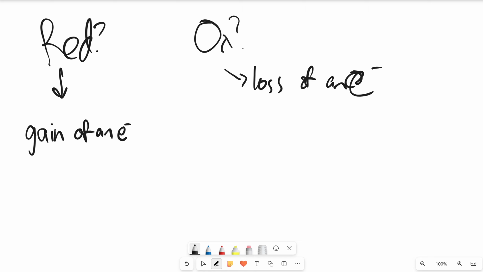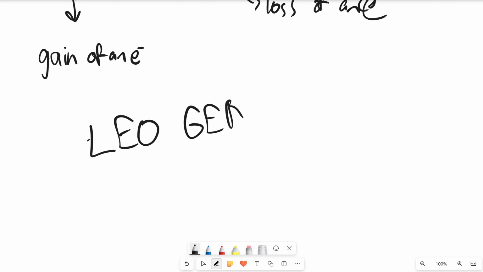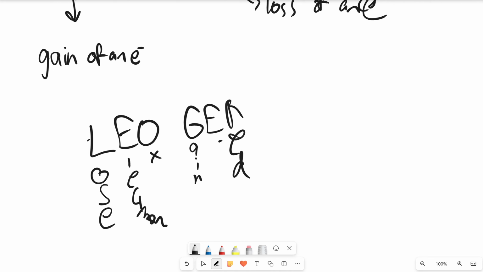So a mnemonic that I've come up with, or no, I've definitely not come up with this, but the mnemonic that I use is Leo the lion goes grr, right? And basically that'll stand for lose electron, oxidation, gain, I'm going to put E minus for electron, is reduction, right?